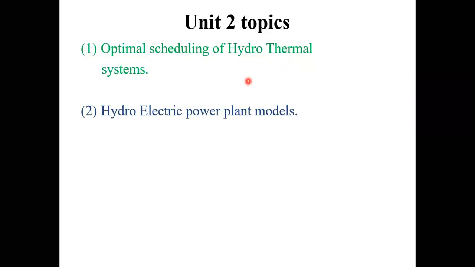The second one is hydroelectric power plant models. We have already studied different types of power plant models in our PS1 subject. Basically it depends upon how we can save and store the water. We have the reservoir type, similarly the pumped storage plant, and similarly run-off plants. In the coming class, we will learn the difference between these different types of power plant models.